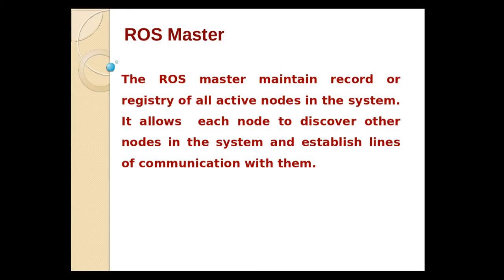So far we talked about nodes, which are small and independent programs that perform a specific task. Then I said a message is information that flows from one node to another. And finally, we talked about topics, which are channels through which messages flow. At the center of all this is the ROS Master. The ROS Master maintains a record or registry of all active nodes in the system. It allows each node to discover other nodes in the system and establish lines of communication with them.